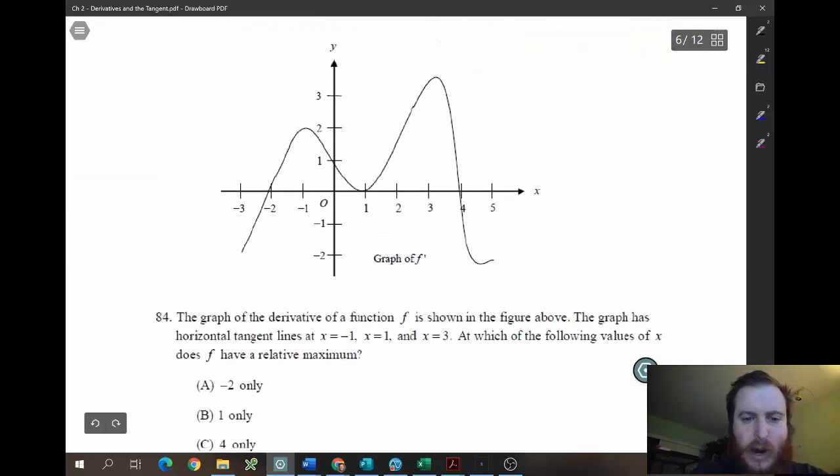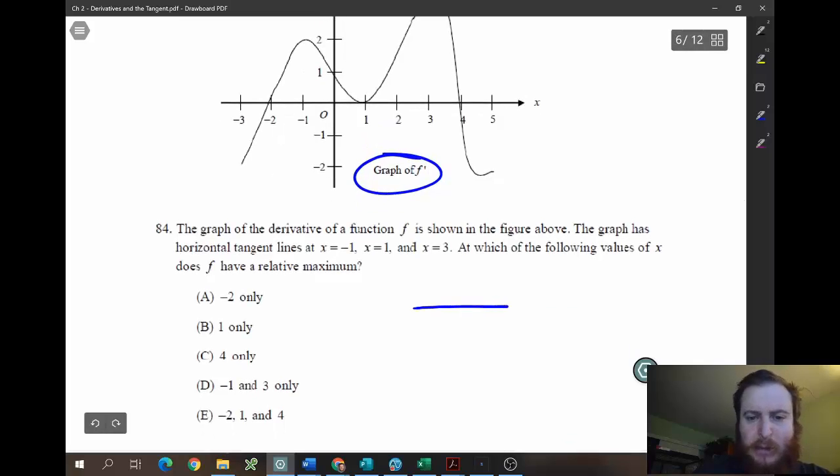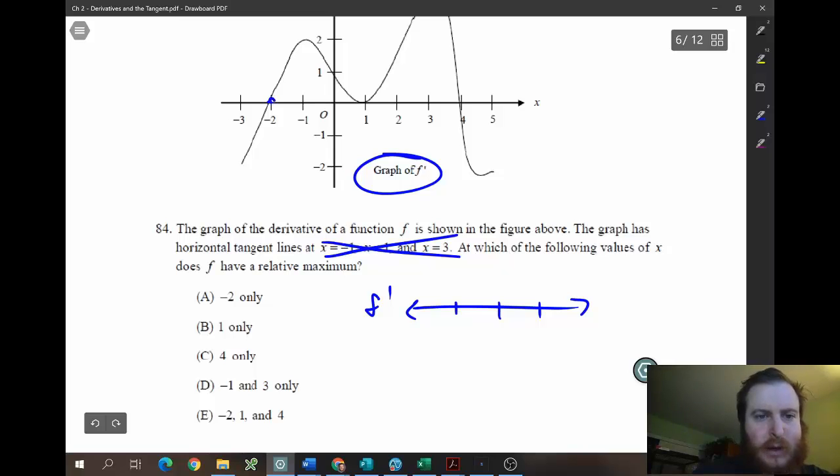Okay, next, the graph of the derivative of the function is shown above. So again, this is the graph of f prime. And they tell us that we have horizontal tangents at x equals -1, 1, and 3. And where does f of x have a maximum? To get our maximum, we need to do a number line analysis for f prime, and we need to put our critical points, which are our zeros. So it's actually not those guys. Those are distractors. It's -2, 1, and 4.